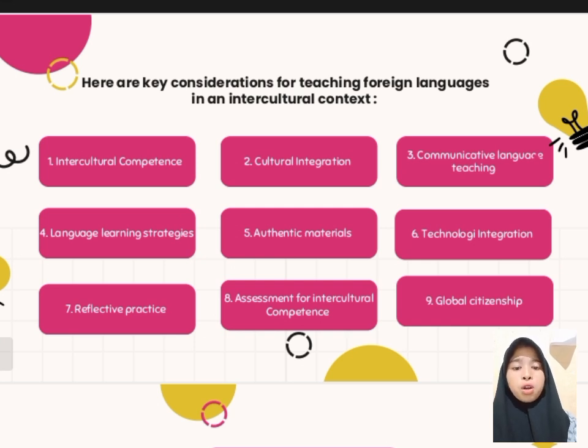And three, communicative language teaching. Adapting communicative language teaching approaches helps learners develop practical language skills for real-life communication. Activities such as role-play, simulations, debates, and collaborative projects provide opportunities for authentic language use and intercultural interaction.